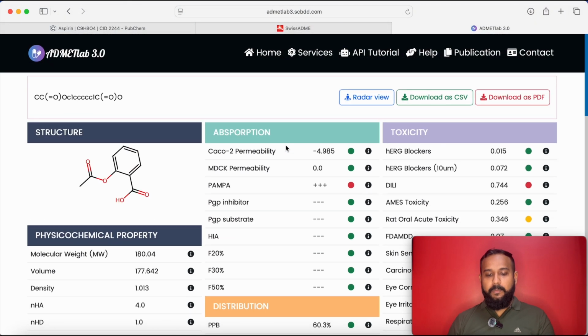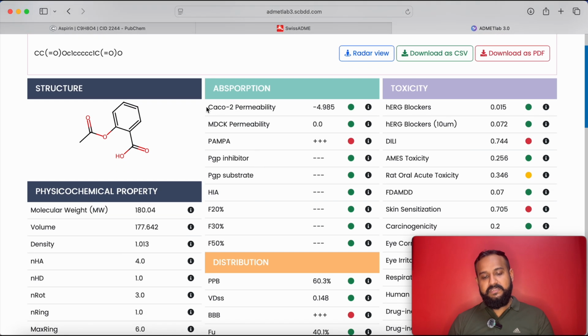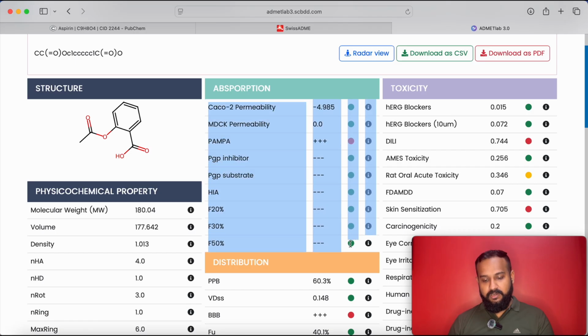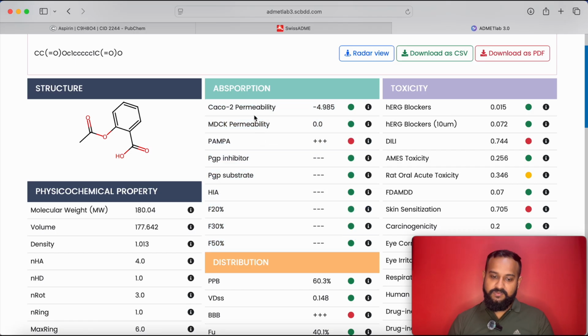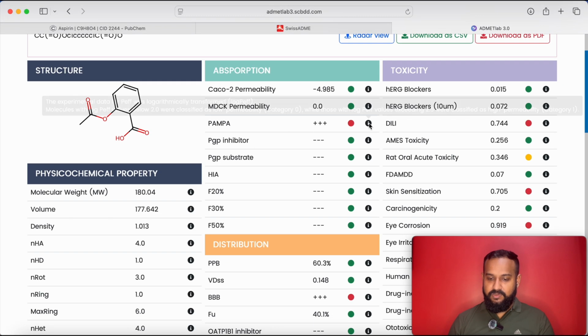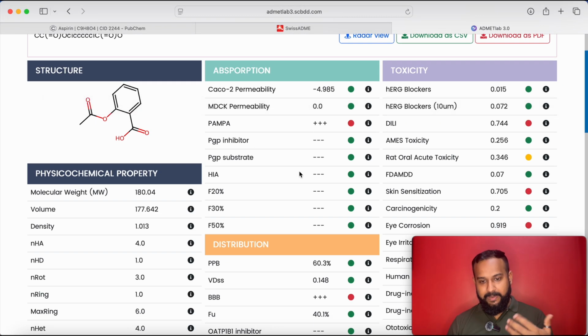Now coming on to your absorption parameters, obviously there are sub parameters that you need to learn. What are the sub parameters? What is Caco-2 permeability? What is MDCK? What is PAMPA? You can go to the I button, or I will show you a better way to go through all of this. I will just show you.